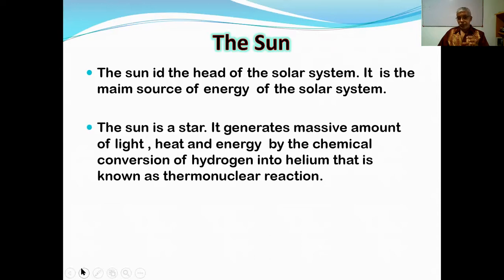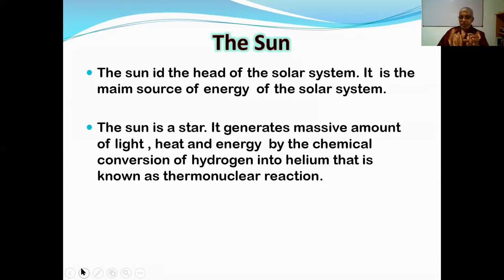The sun generates a massive amount of light, heat and energy by the conversion of hydrogen into helium. Keep that in mind. What is happening in the sun? The conversion of hydrogen gas into helium gas. That is known as a thermonuclear reaction. Thermonuclear reaction, the term you keep in mind, is what is happening in the sun. Thermonuclear reaction means the conversion of hydrogen into helium in the sun.